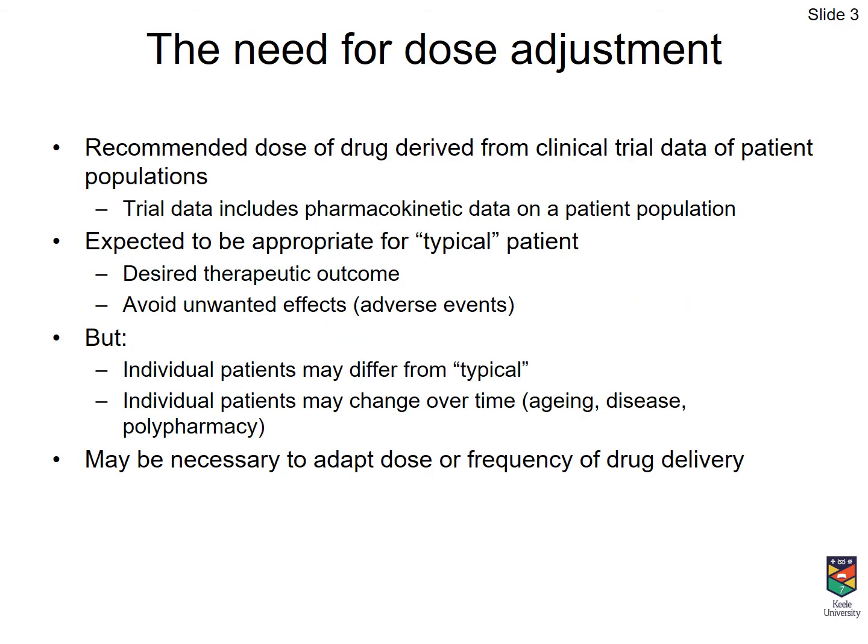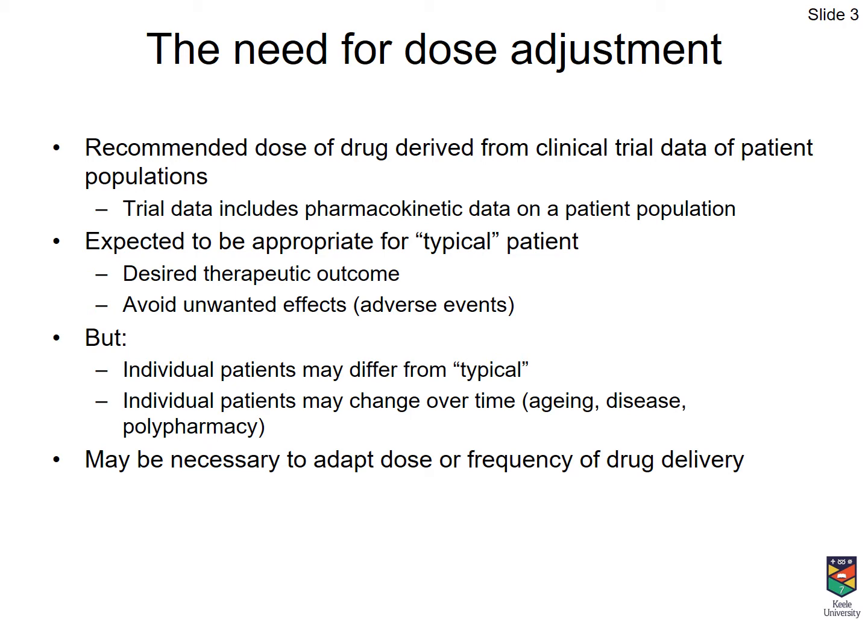So why might we need to consider adjusting the dose of a drug? Well, to understand that, you need to realize how the recommended dose of a drug has been arrived at in the first place. In many cases, a clinical trial will have been conducted to assess the safety and the efficacy of the drug, potentially at a number of different doses to start with, and then in a larger trial at maybe a limited number of doses. And so the evidence for safety and efficacy will have been obtained in that clinical trial on a particular population of patients.